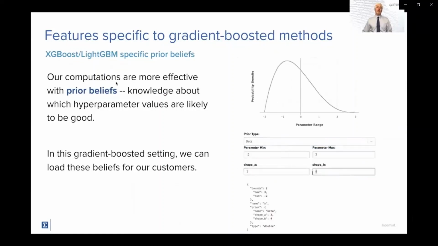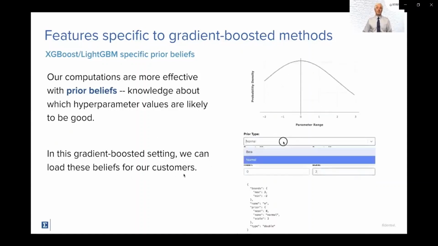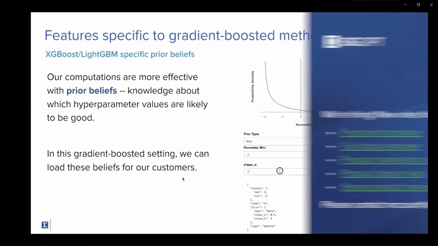Our second model-specific feature involves the development of special prior beliefs for XGBoost and LightGBM models. In particular, our computations are more effective with prior beliefs. These are knowledge about which hyperparameter values are likely to be good. This is information that at present we allow customers to construct on their own and pass to us in order to accelerate our computation by allowing our Bayesian models to be more accurate. However, in this gradient boosted setting, we can develop these prior beliefs ourselves and load these in for our customers without them having to request them.